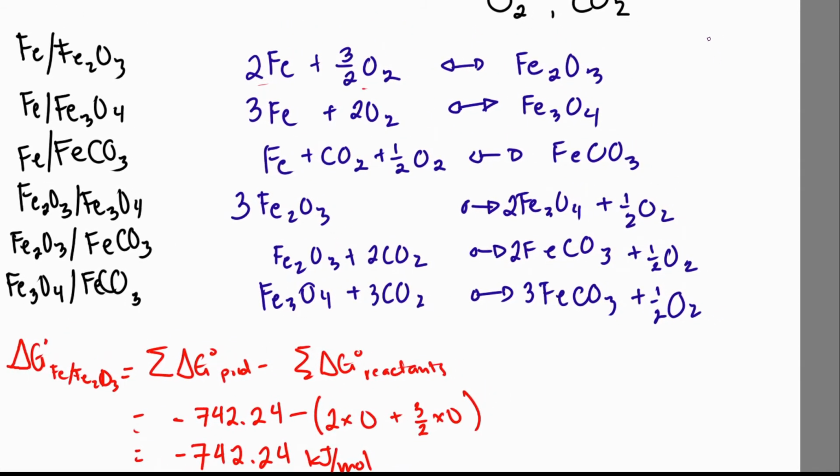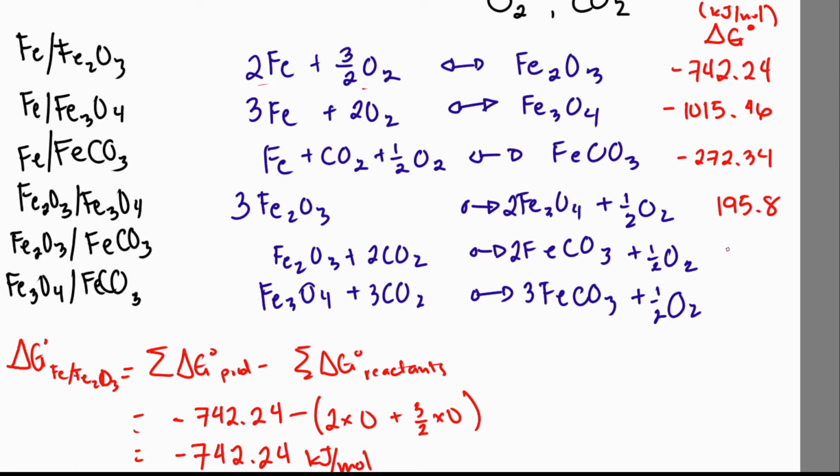So we can get delta G naught for each of these expressions. I'll just list them here. This is negative 742.24, in kJ per mole. Fe3O4 is negative 1015.46. FeCO3 is negative 272.34. Fe2O3, Fe3O4 is 195.8. The next one is 197.56. And the last one is 198.44. To be fair, it doesn't really matter whether we use this form or reverse it, as long as the sign of our delta G naught follows.